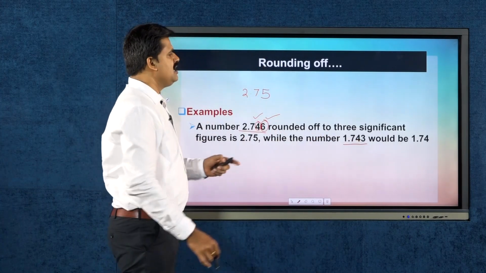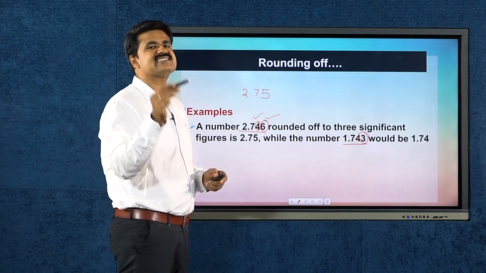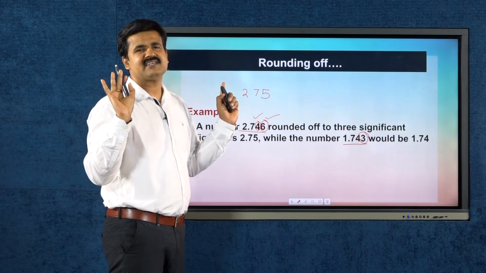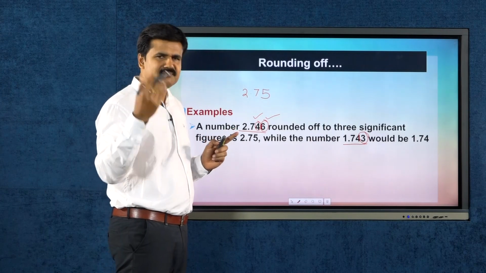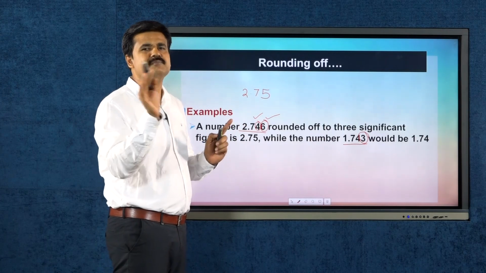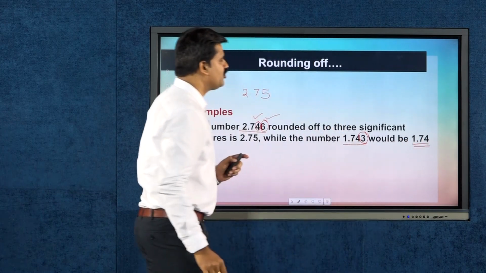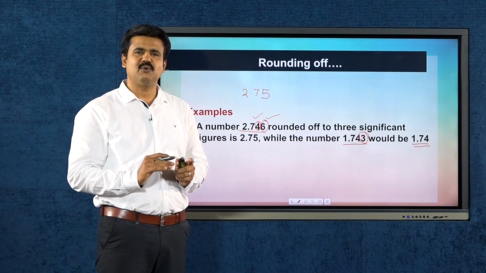1.743. You wish to remove the last number 3. Here 3 is less than 5. So you simply drop that 3 because it is less than 5. You need not change the preceding number. So the result should be equal to 1.74. This is the general rule for rounding off.